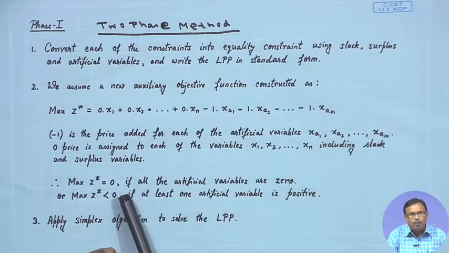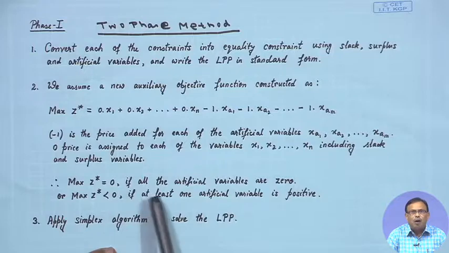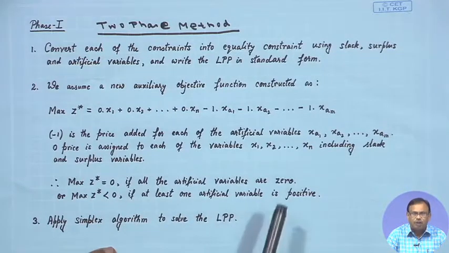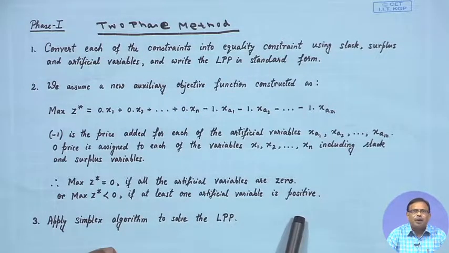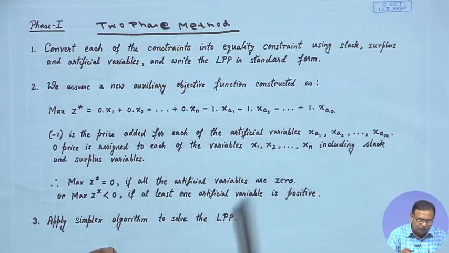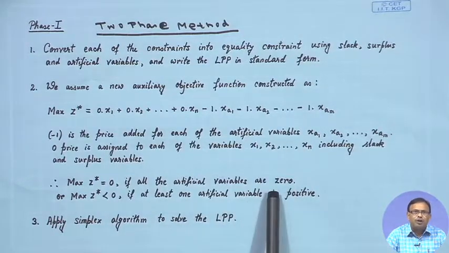So, whenever maximum of z star equals 0, all the artificial variables will be 0, or it may happen that value of maximum of z star is less than 0. This will be possible only when at least one artificial variable is positive. So, if at least one artificial variable value is positive, then maximum value of z star will be less than 0 from this z star. So, please note these two things.